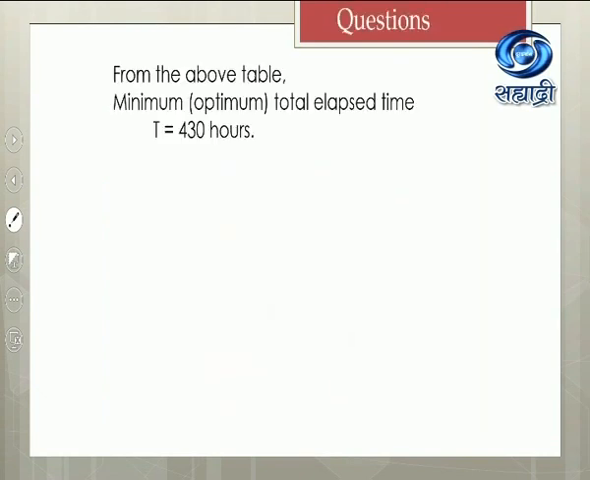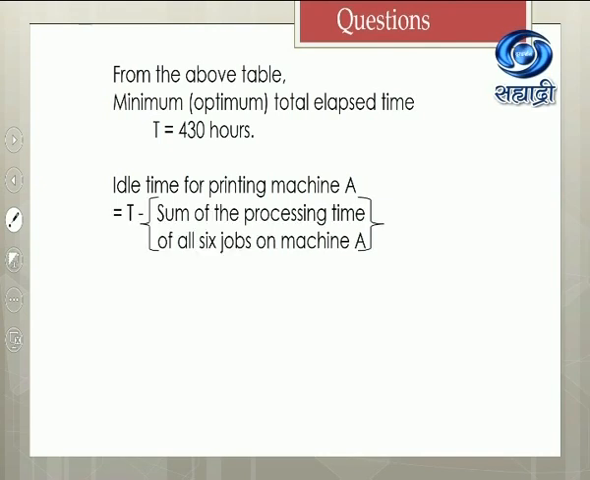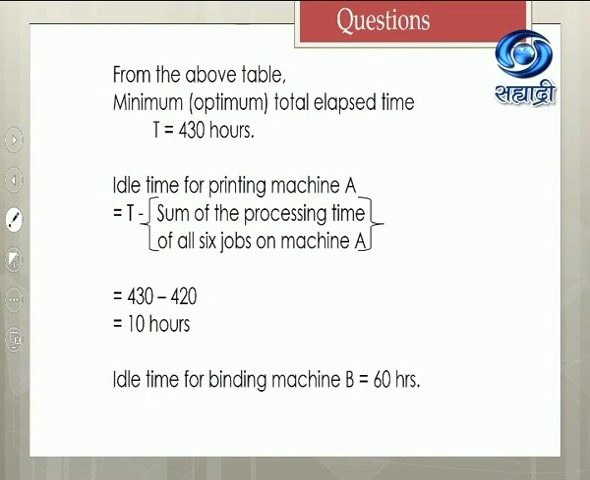Now we will calculate for machine B as well as A. So minimum total elapsed time is 430 hours. Whatever the total you get from the table, idle time for printing machine A is T minus sum of processing time of all 6 jobs on machine A, and it is 430 minus 20, which is 10 hours. And already we have obtained from the table, idle time for machine B is 60 hours, idle time for machine A is 10 hours. So the problem is done.